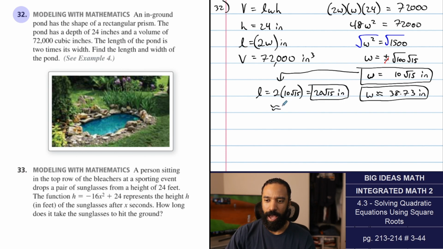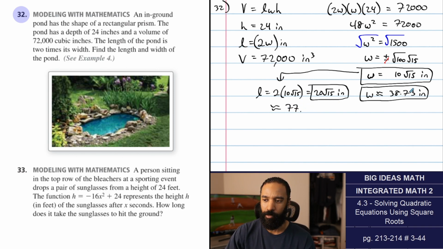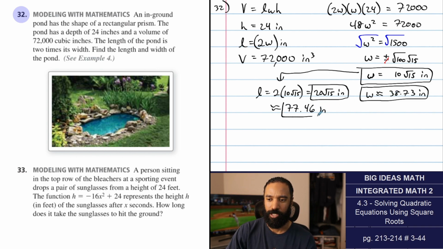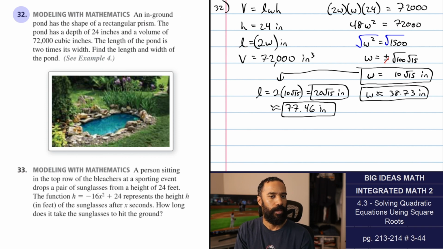And that's about 77.46, which actually does end up being the same rounded as the one if I doubled, but it didn't have to be. Didn't have to be, so you just have to keep that in mind. So that is the length, that is the width, and the height or the depth was 24 inches.